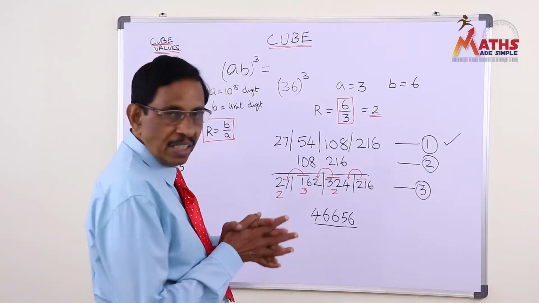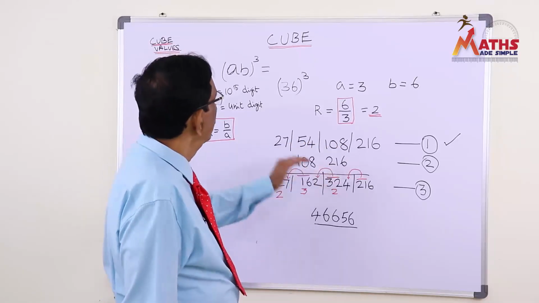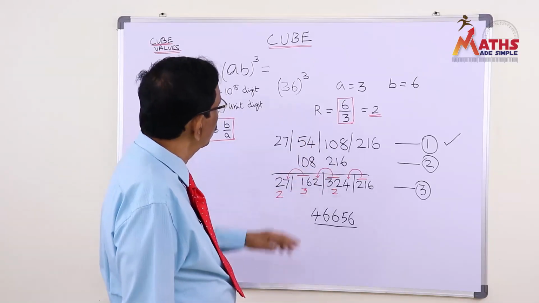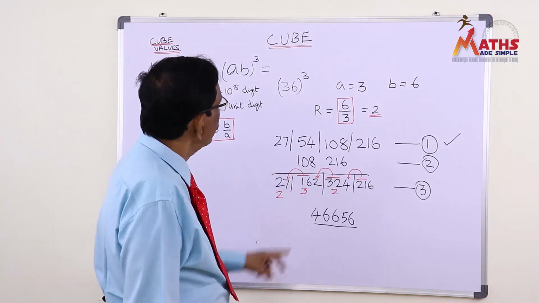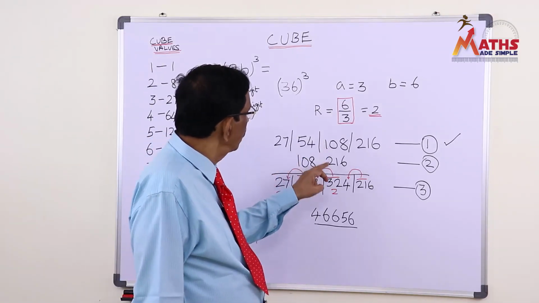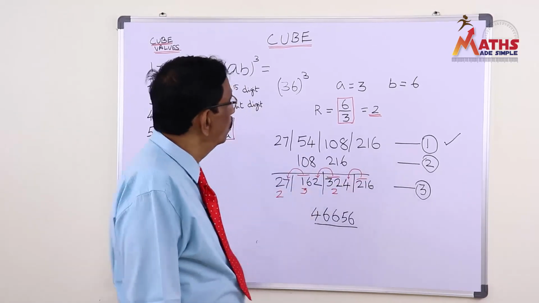Line number 2, as I said, is much simpler. The intermediate digits, just double it and put one below the other. 54, I am doubling, 108. 108, I am doubling, 216. I am putting it here. This is line number 2.